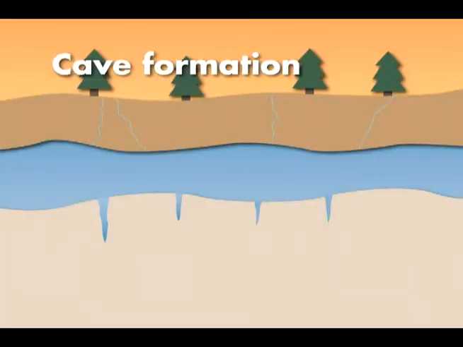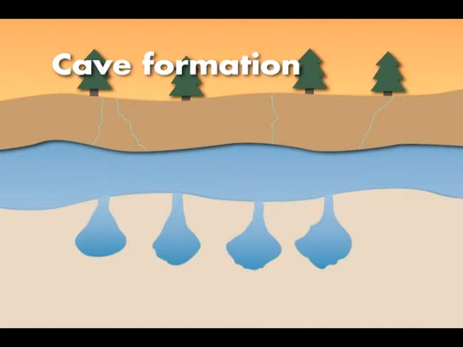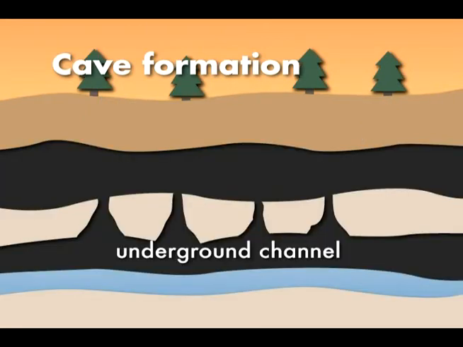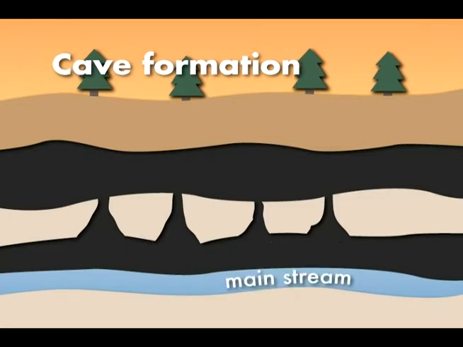A cave begins to be formed when groundwater flows into cracks in the limestone. From there, it continues to dissolve the rock. Over time, the crack widens into a larger opening called a crevice. Eventually, the water carves out a wide underground channel. The wider the channel, the more water it draws in from the nearest river or lake. This forms the cave's main stream.